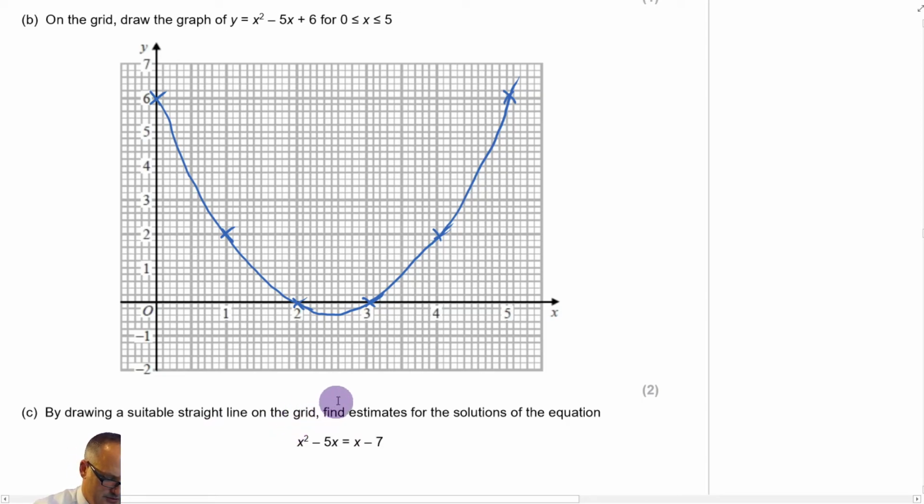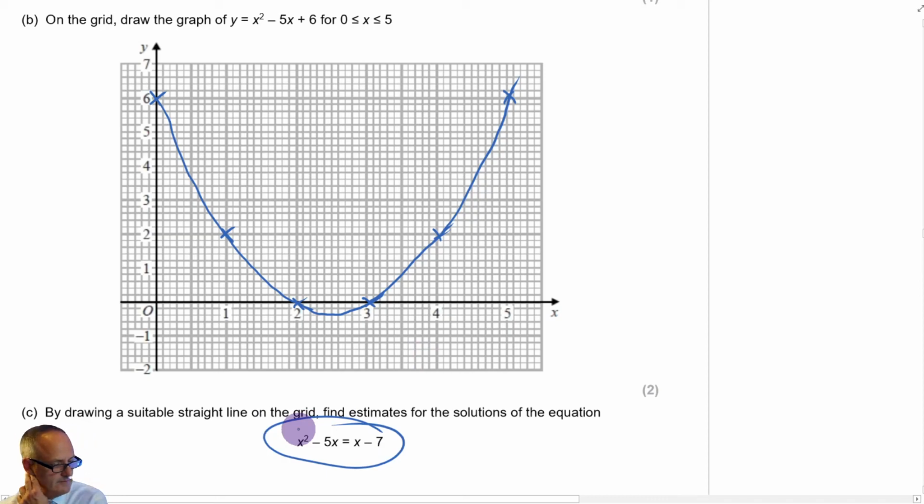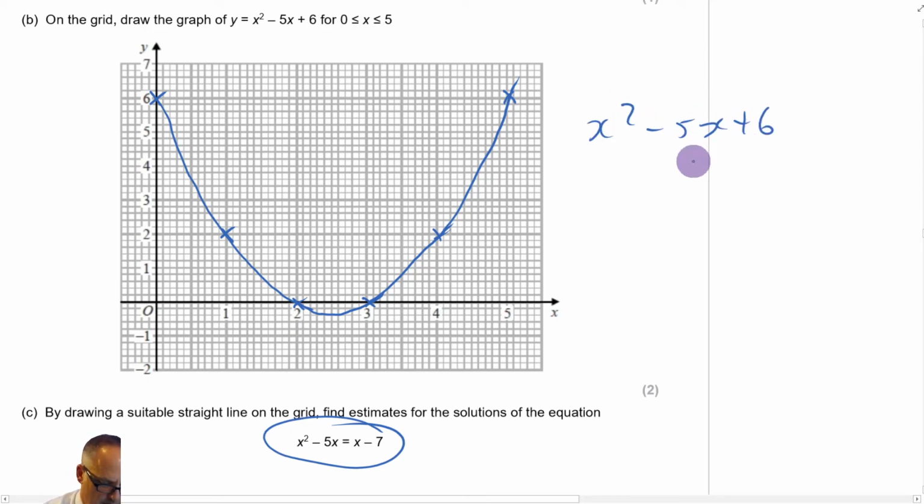Now, we want to draw a suitable straight line for this question. I'm not going to do this question because at this level, this is a bit tricky, so I'm going to change it. At this level, you should only be able to do this at the beginning of year 10. You shouldn't be doing that, which requires rearrangements. We're going to solve this equation.